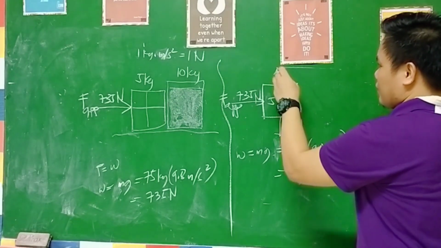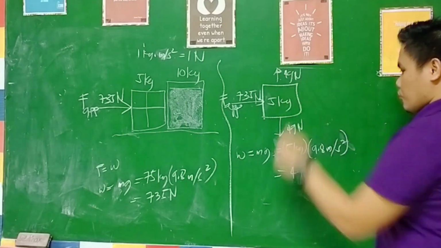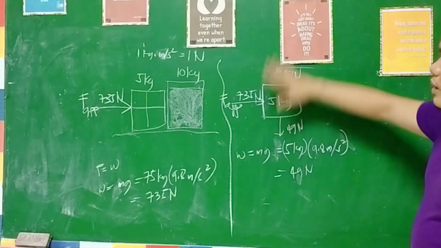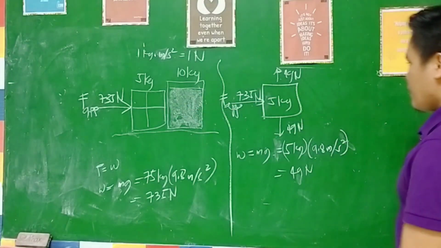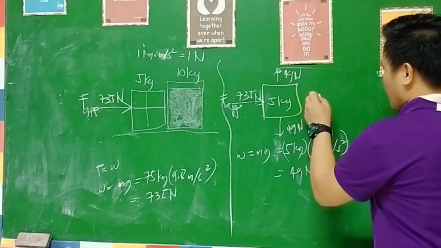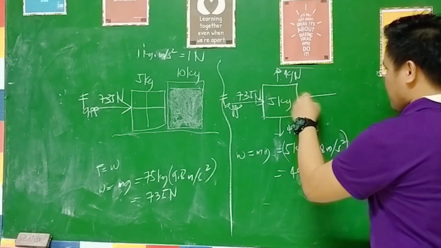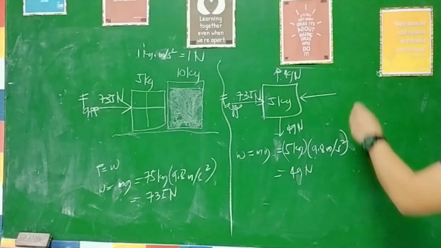And normal force is 49 newtons. So, this is your system analysis for box 1. And we have here the contact force. Contact force is going up here. Okay?